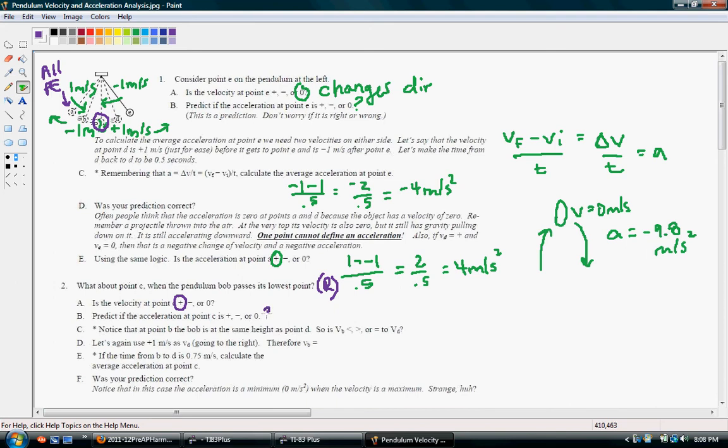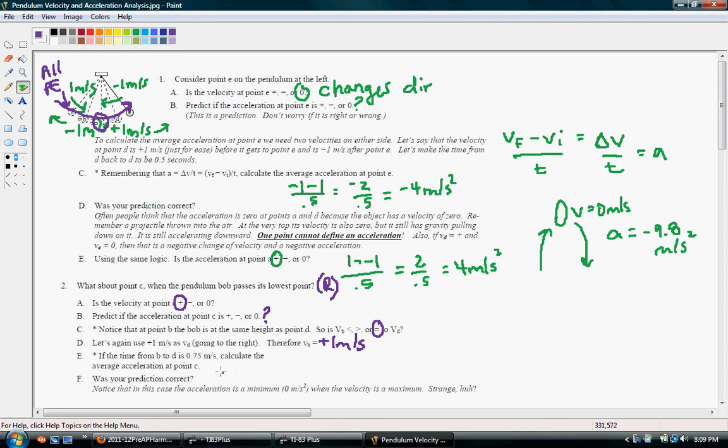Predict the acceleration. Okay, we don't know, so we need to find out. Notice that at point B, it's the same height as at point D. So if you're taking one full swing to the right, the velocity at B is going to be equal to the velocity at D since they have the same height. Now let's again use positive 1 meter per second as the velocity at point D, therefore we must have positive 1 meter per second at point B. Remember, we're going from A to E to the right, so going through B and D, we're moving to the right. Both times we have a velocity of 1 meter per second.